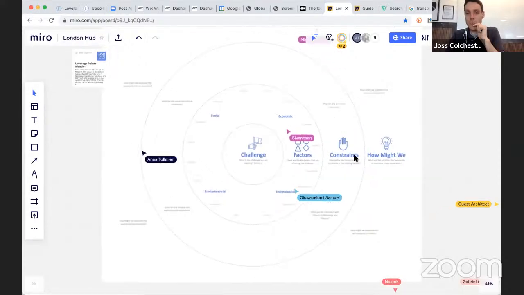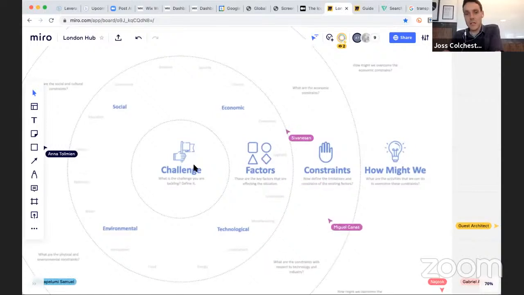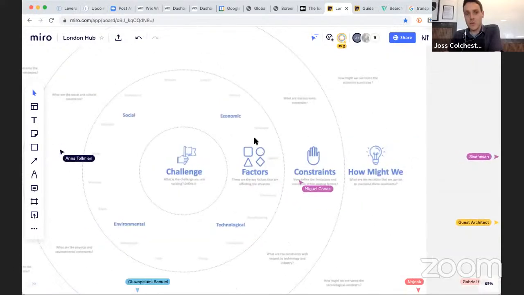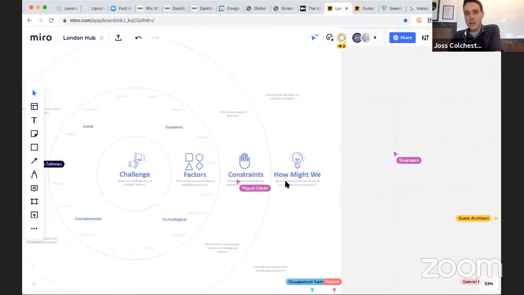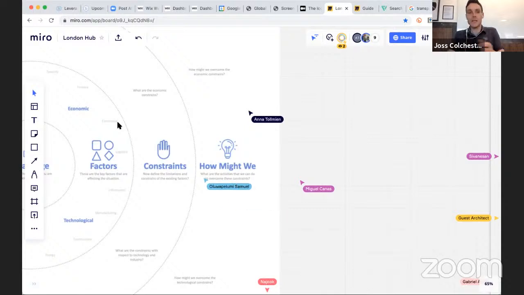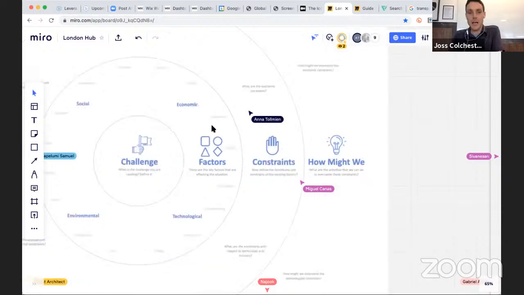And then once we finish that, we're going to go on to the next section here, which is thinking about the constraints. What are the limitations we face within each of those areas that are holding us back from really changing this system or making progress on this challenge? So again, we iterate through those different dimensions there. And then finally, on the outer circle here, we're going to ideate around how might we find places to intervene that would affect these constraints or overcome these constraints so that we can actually influence the dynamic here and potentially shift the system or make progress with this challenge that we face.